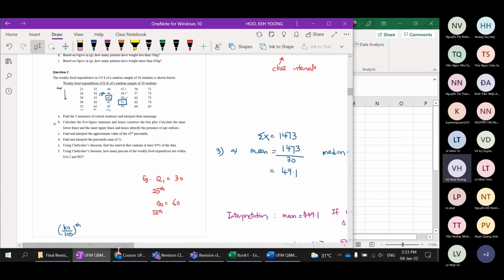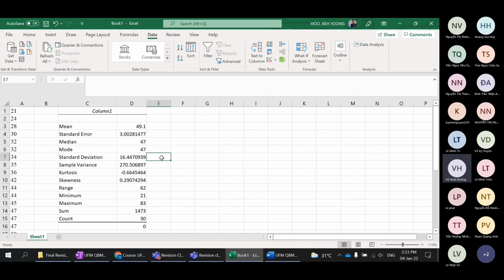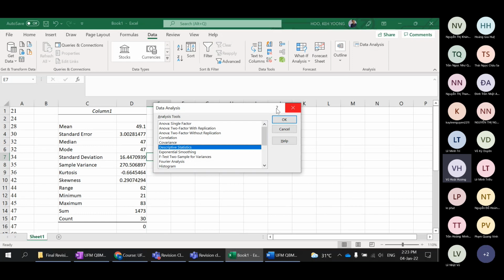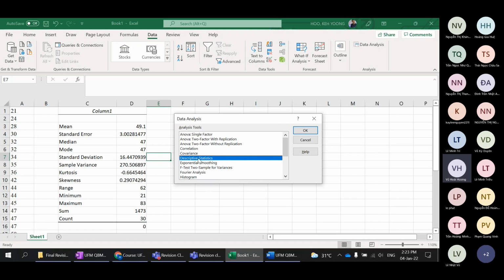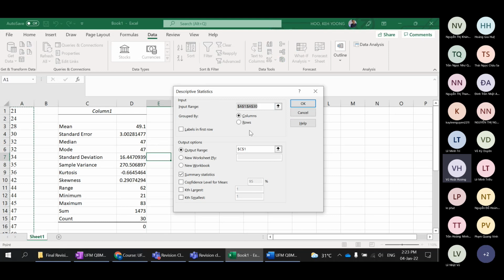Can you take it again? I missed the step about how to open the statistics. Descriptive statistics, okay. Do you have this data analysis tools already? Yes. Okay, you click on this descriptive statistics. Let me clear all this. Make sure you have the 30 data, put under the same column. It doesn't have to be column A. It can be B, C, D, any column you want.